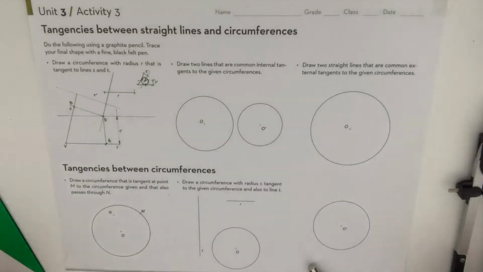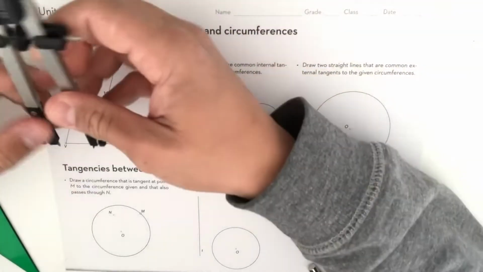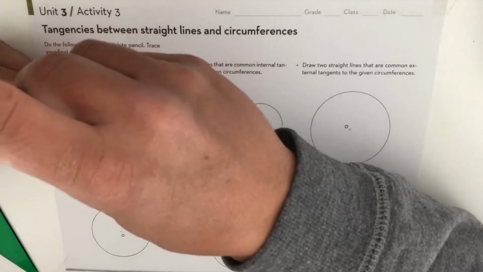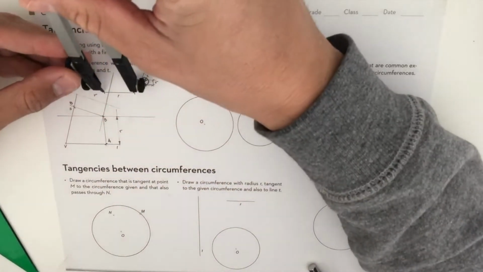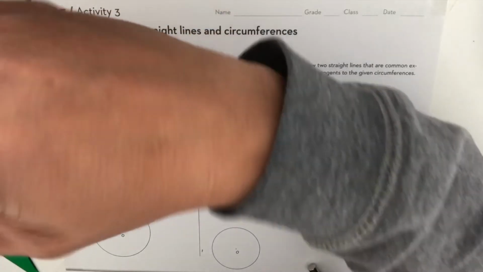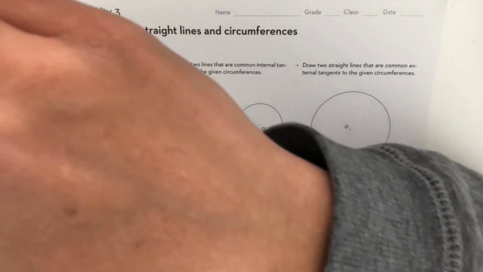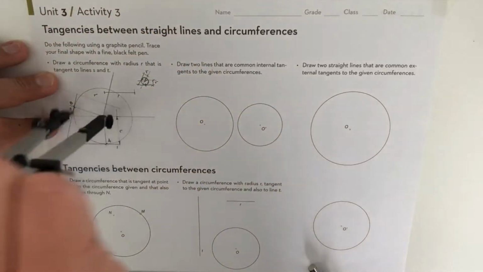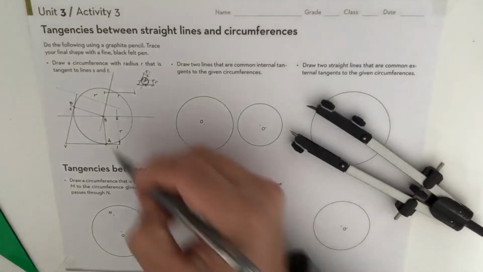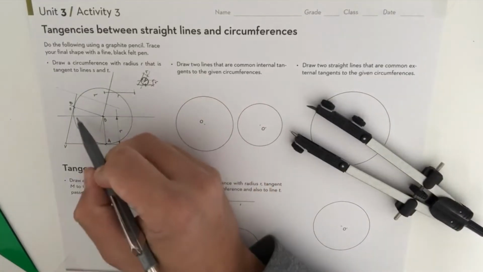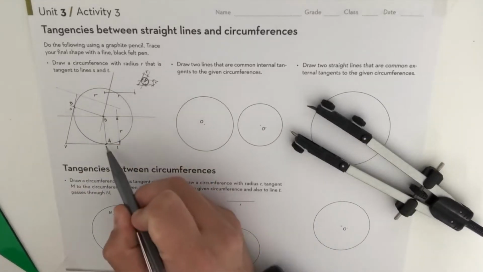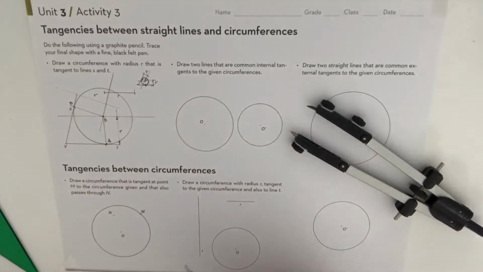We have A and B and the center, which is O. It's just a matter of getting the center and connecting with radius r, which is given, points A and B. Yeah, so it should give you something like this: a circumference with radius r given that is tangent to line S and T, and it touches in A and B.